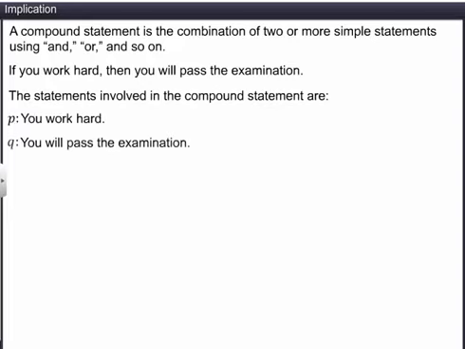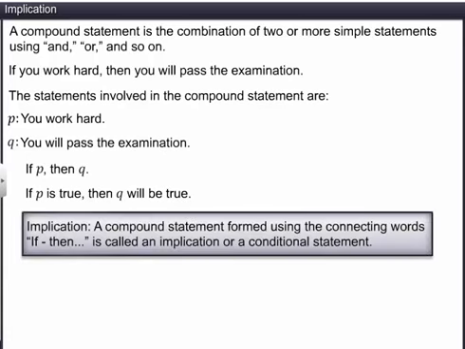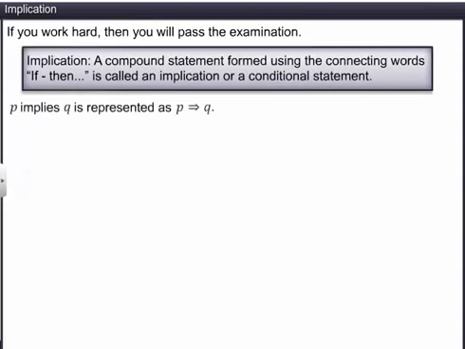Now, the compound statement can be expressed as if P, then Q. In this case, if statement P is true, then statement Q will be true. Such compound statements are called implications or conditional statements. It is formed using the connecting words if-then. The implication can also be written as P implies Q. This is represented using the arrow-like symbol as shown. The symbol stands for implies.